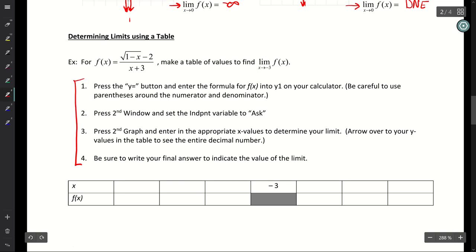The TI-83 calculator or TI-84 calculator, it doesn't matter what edition you have. Generally, the steps will be the same for both. For the 83, it's a little bit older of a calculator, so sometimes you have to do a little bit more. If you have any questions on anything on a calculator, always let me know.